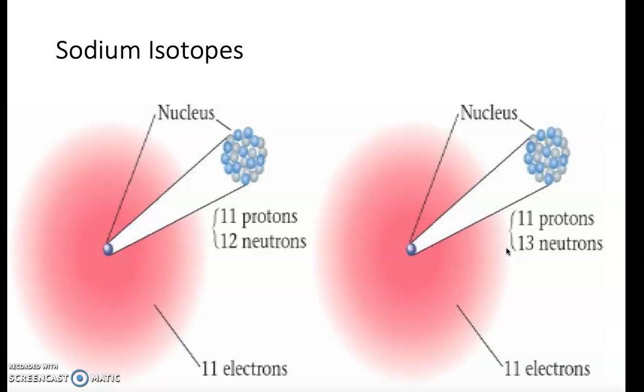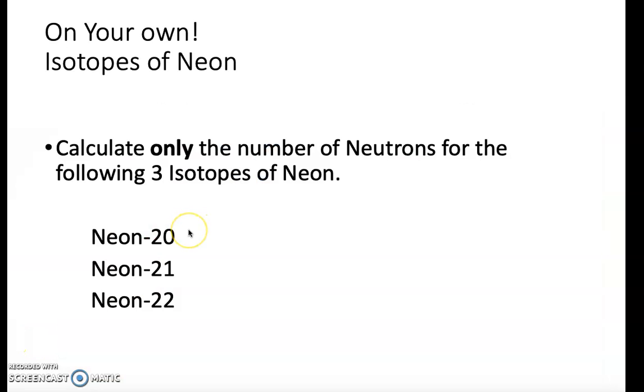Isotopes have specific uses. What I want you guys to do on your own is calculate only the number of neutrons for the following three isotopes. Now, you have neon-20, neon-21, and neon-22. So I want you to calculate just the number of neutrons for this. So pause the video. Okay, so let's check it out. Let's see how you would do this.